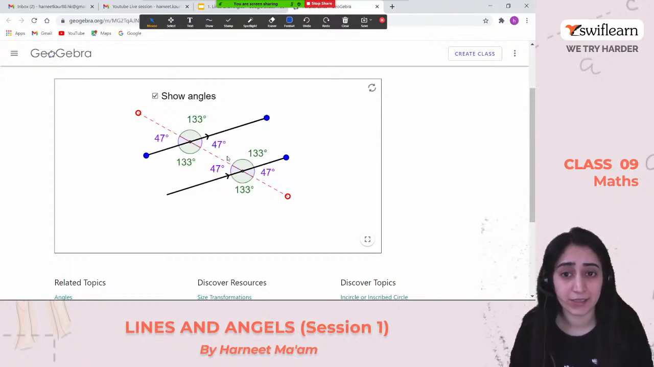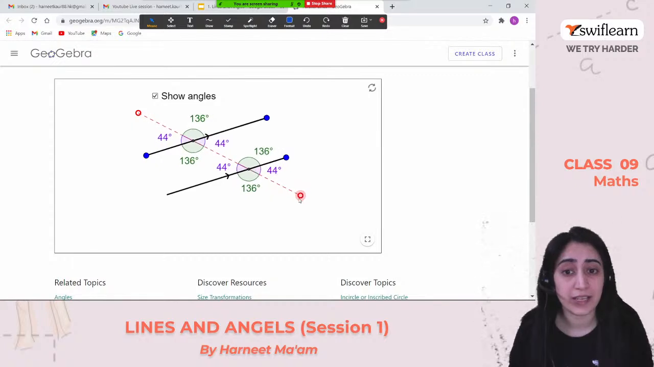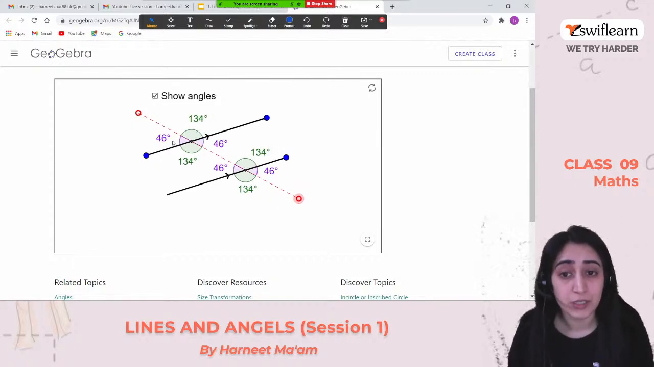Let's see the angles. See what is happening. These two lines are 47 degrees, 47 degrees. What is happening is these are parallel lines and this is the transversal. The angle happening here will happen at this point also. Same angles with this one, whereas these are the outer angles and these four angles are the same.